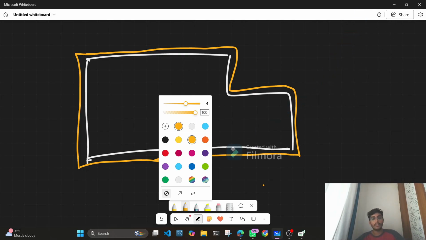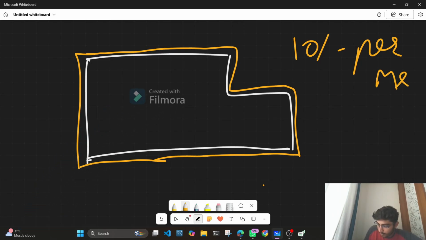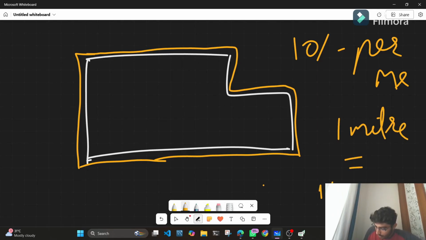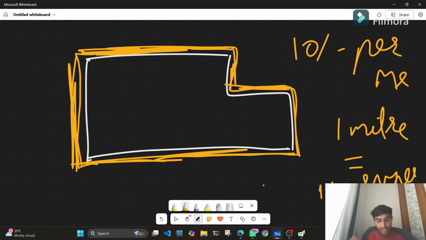And that fencing depends on the length of the perimeter. Say the cost of barbed wire is, let's say, 10 rupees per meter. So basically, for 1 meter I need to pay 10 rupees. So I need to find out how many meters this distance is. This is where we need to find out the perimeter.